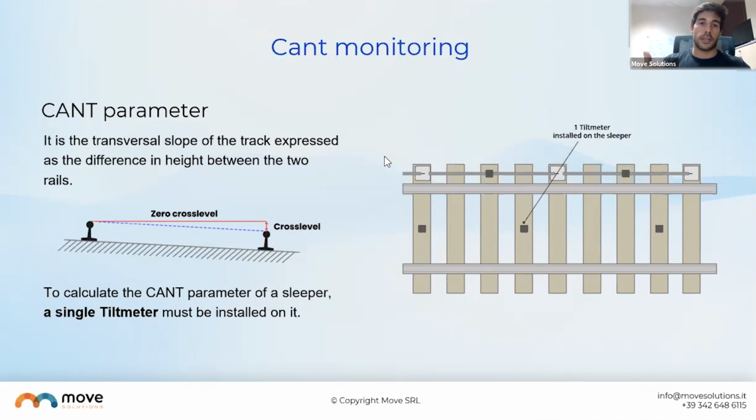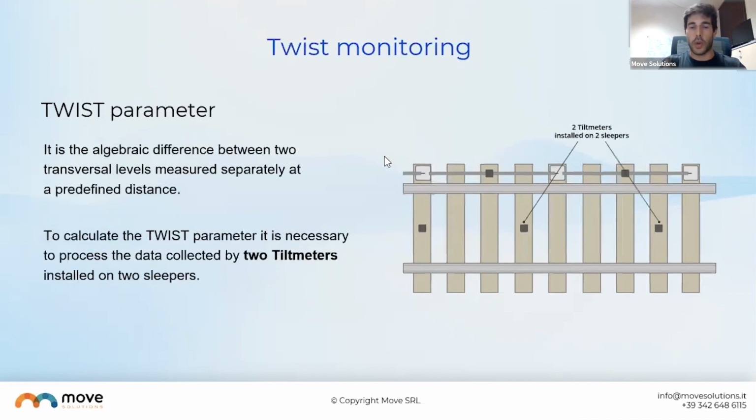That rotation can be expressed in millimeters as basically the difference in height between the two rails. So this is an extremely interesting parameter that basically tells you if the railway is still, let's say, flat, or if it's actually moving in that sense. A second parameter that comes straight from this one is the twist.